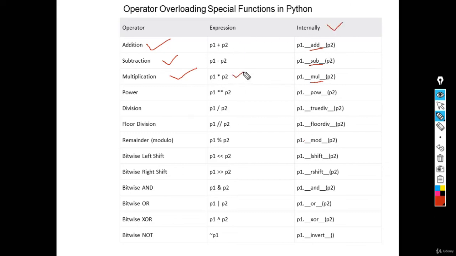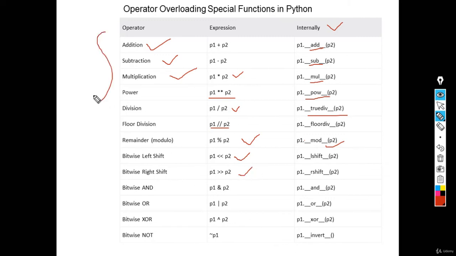And we need a power operation as well. We have the __pow__ method, which is a special function for power. For division, we have __truediv__. We have floor division for the floor division operator. We have __mod__ to provide the modulus of two user-defined objects. We have __lshift__ for the bitwise left shift and __rshift__ for the bitwise right shift.